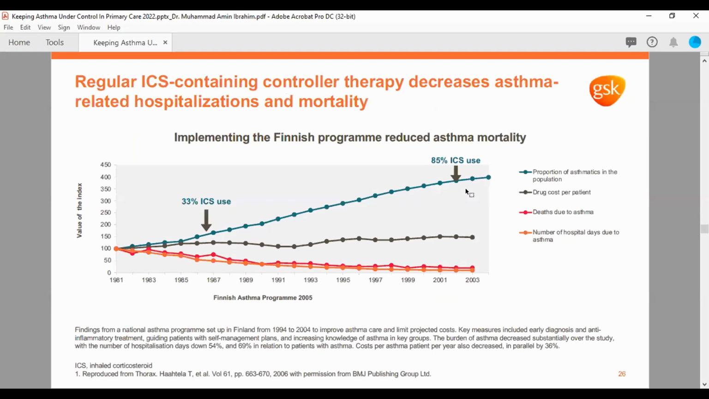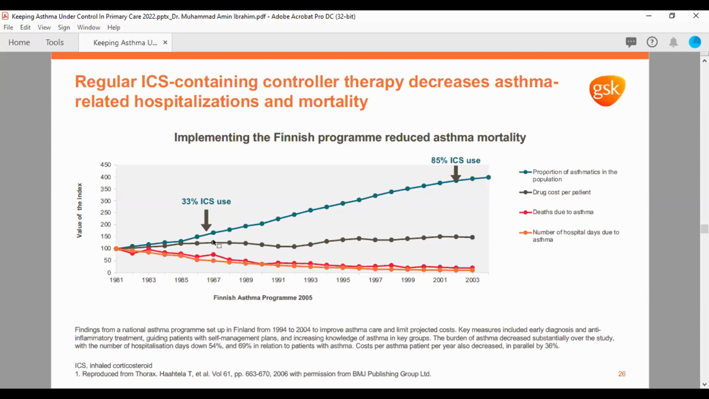Giving regular ICS-containing controller also reduces asthma-related hospitalization and mortality. So this is a study conducted over a long period of time, between 1981 till 2003. What does this graph show? The blue color shows the population of asthmatic patients. So how many asthma patients are in that country? The gray color shows drug cost per patient. The red color shows asthma death. The orange color shows numbers of hospitalization due to asthma.